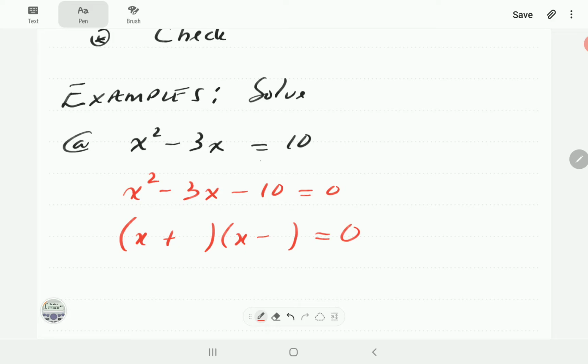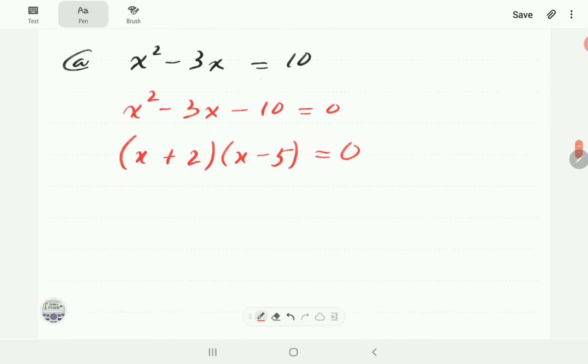The fact that it's negative 10 means those numbers will have opposite signs, so that's why I put plus and minus there. And then they add up to give negative 3. It means the bigger one is going to be negative. So this is going to be 5 here, and that's going to be 2 there. If you want to freshen up on how to factorize quadratics, we've got 2 videos that handle that topic.